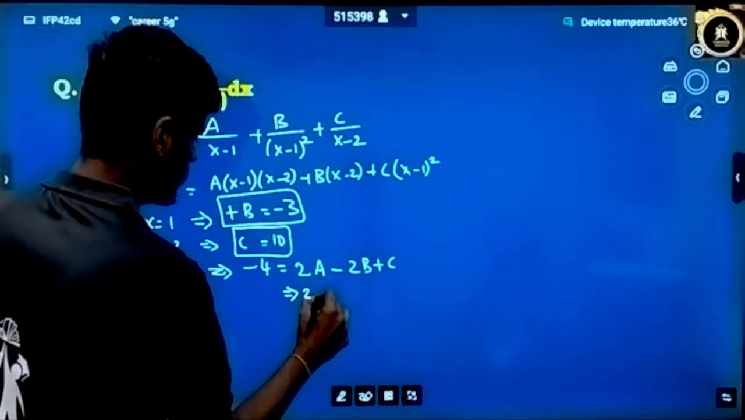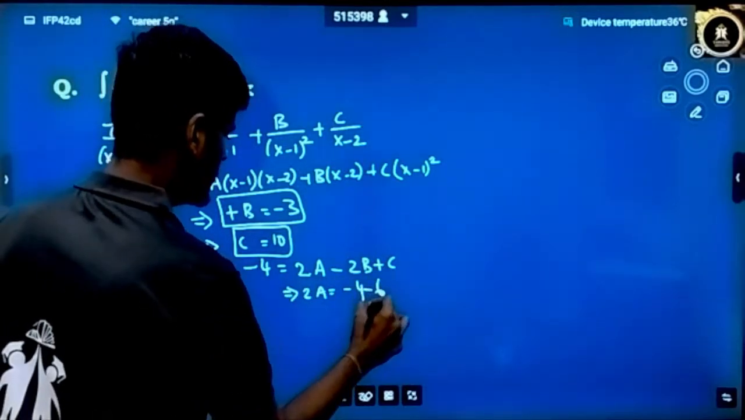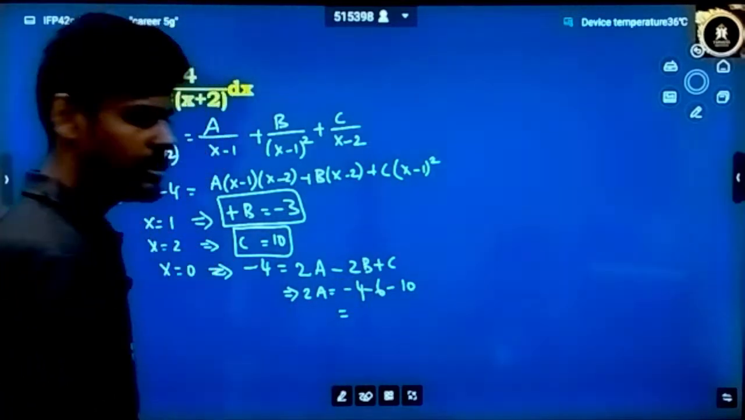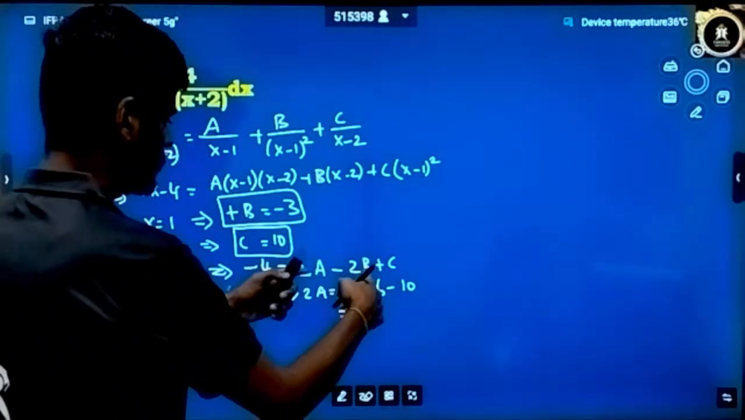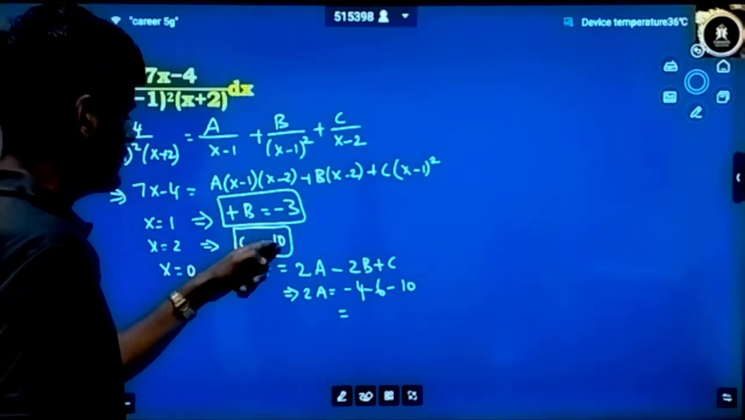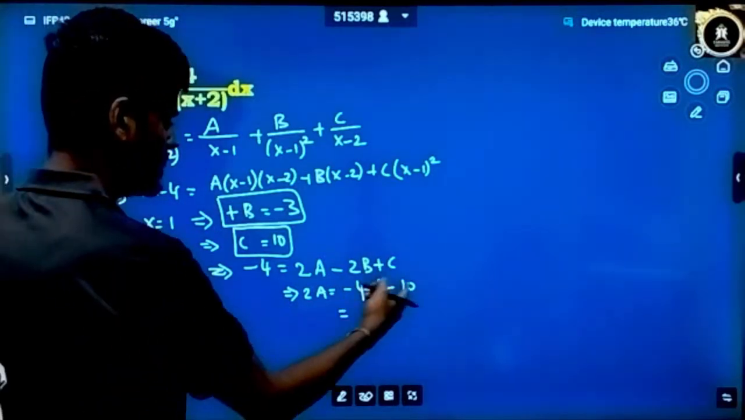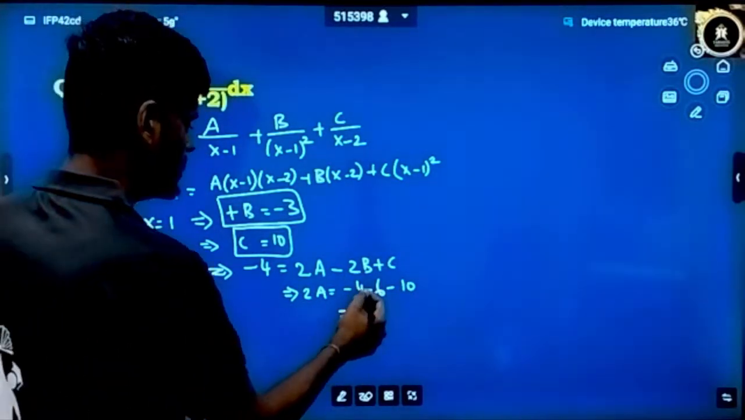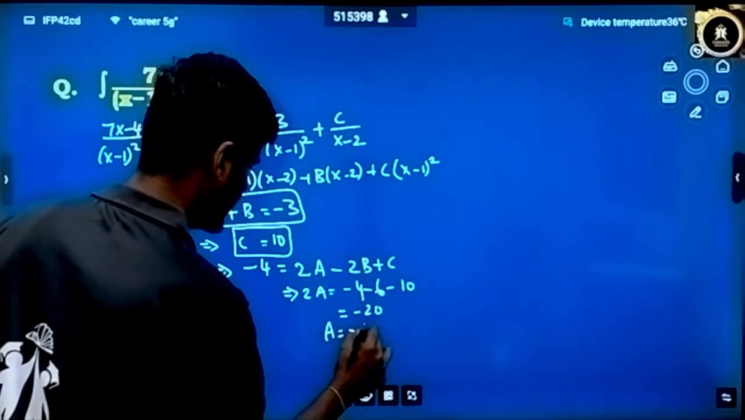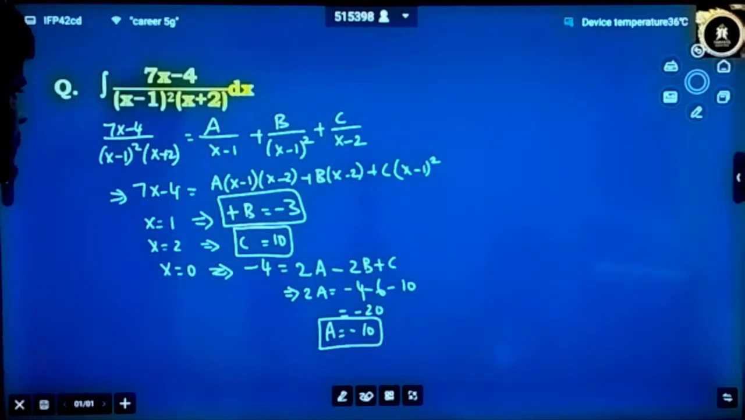Which means we will get 2a is equal to minus 4 plus 2b, that is minus 6, minus c, that is minus 10. Substitute the b and c values. We have already found that minus 2b is 6, plus 10 is 16. That will go to the left hand side, then we will get minus 6 minus 10. So the answer is minus 20, which means a is equal to minus 10. Okay. Now we got the a, b and c values.